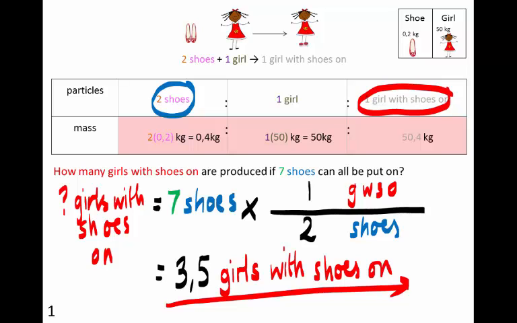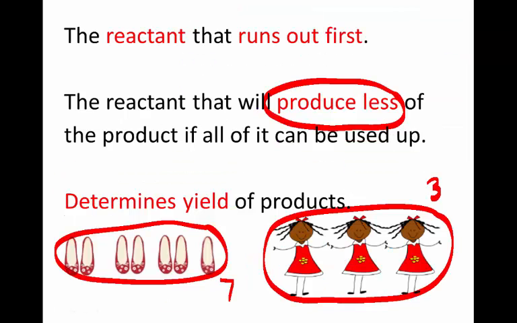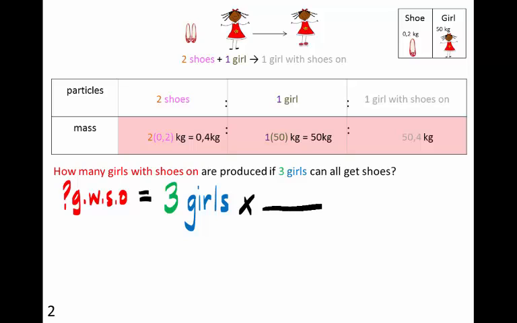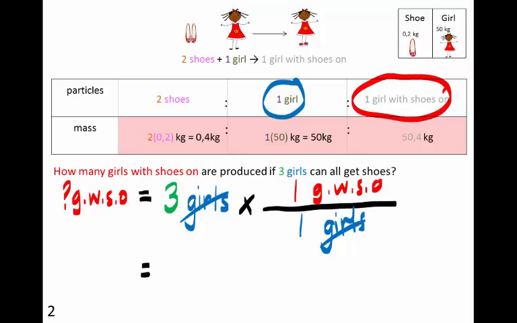What about if all 3 girls can react? Remember, in our original story, we have 7 shoes and 3 girls. So, how many girls with shoes on are produced if 3 girls can react completely, in other words, can all get shoes? So we have our question here. We need to multiply it by a conversion factor, which comes from the ratio of the substances. And girls need to be at the bottom, to cancel away the given unit. And we know that 1 girl reacts or gets dressed to produce 1 girl with shoes on. So 3 times 1 is 3 girls with shoes on.